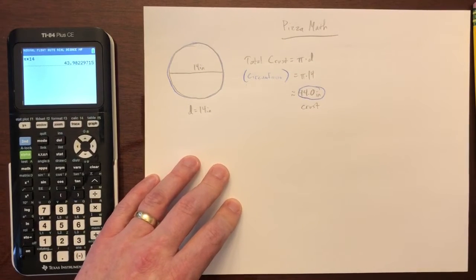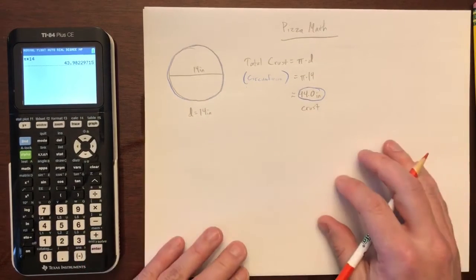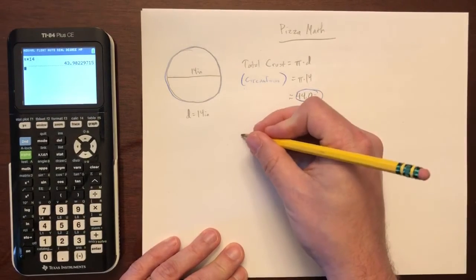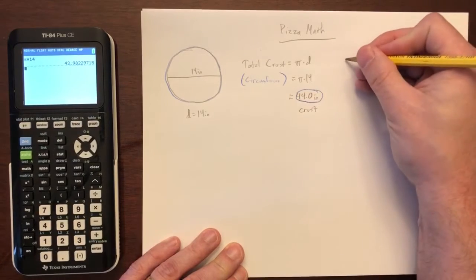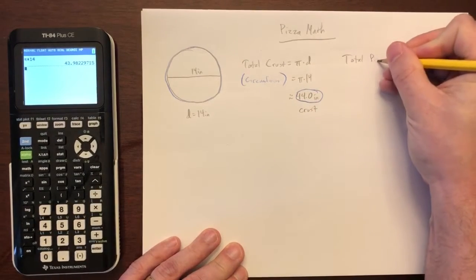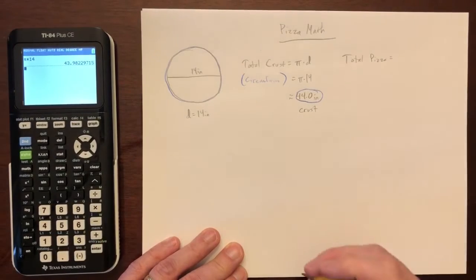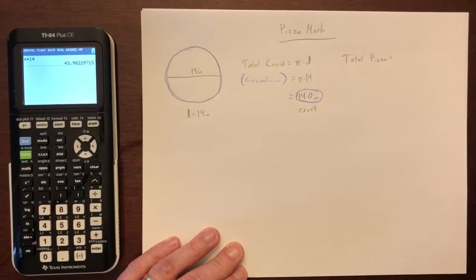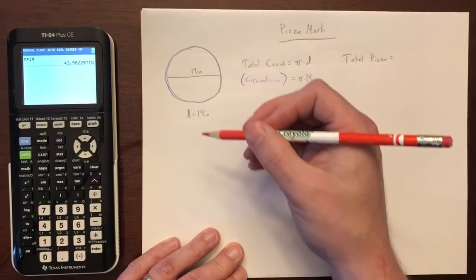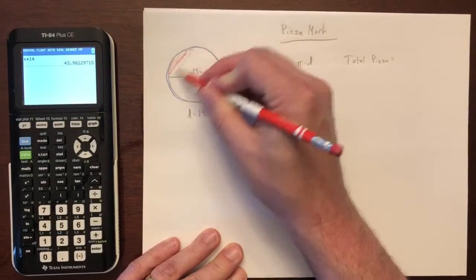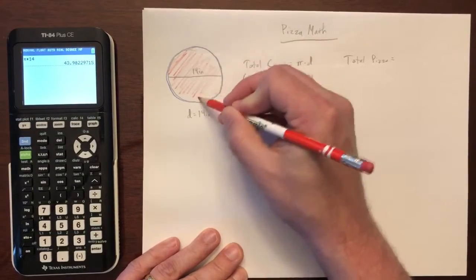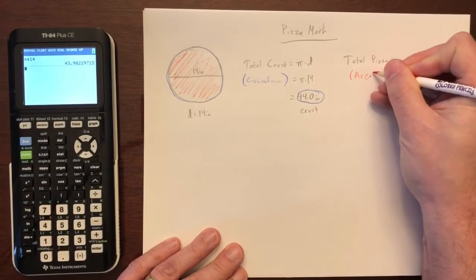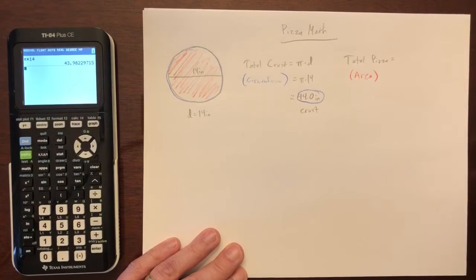However, if I said, how much pizza are you actually eating? Okay, if I said, what's the total pizza? What do you think we would mean by total pizza? Well, what measurement of this, if you're eating pizza, you're not just eating the crust, most people, you're eating the full pizza. Well, what geometry word means the total amount of pizza? Area.